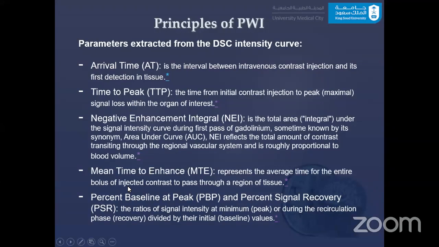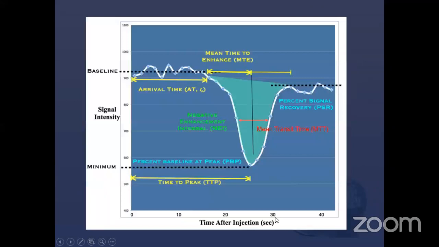voxel of contrast, or passes through a single voxel, while the other one is actually accumulated. Again, we have what we call percentage baseline at peak, or percentage signal recovery. Those other parameters are important, so that is the percentage of recovery.